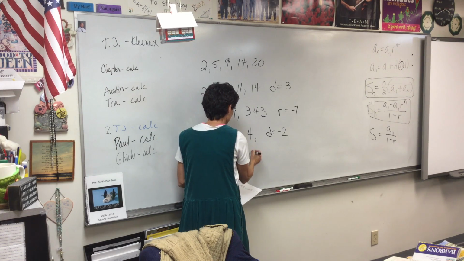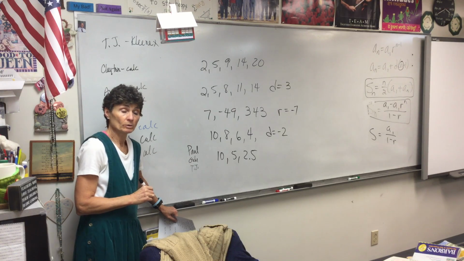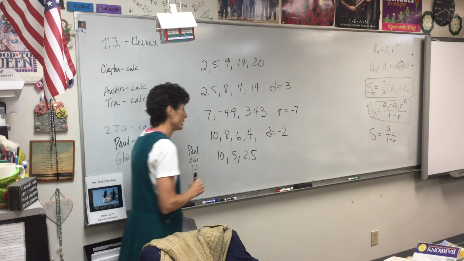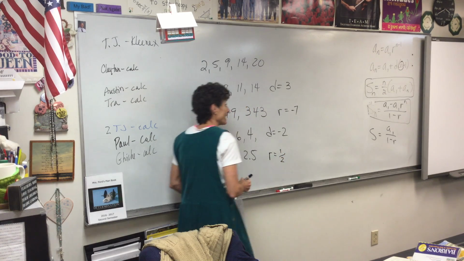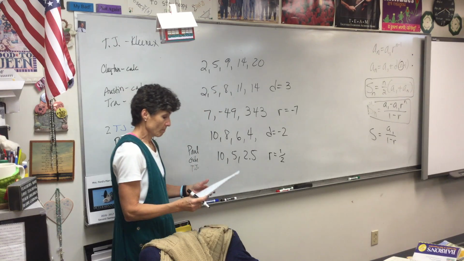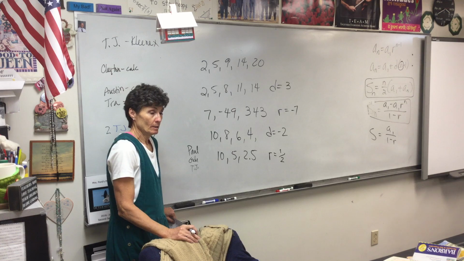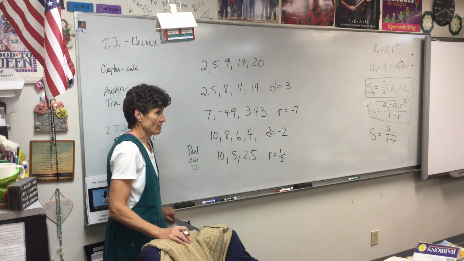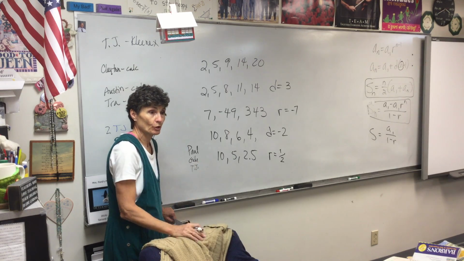10, 5, 2.5. Geometric, we're multiplying by 1/2. Remember, if you are dividing by 2, then you are multiplying by 1/2. Does anybody have a question about that? So that section we're good on.